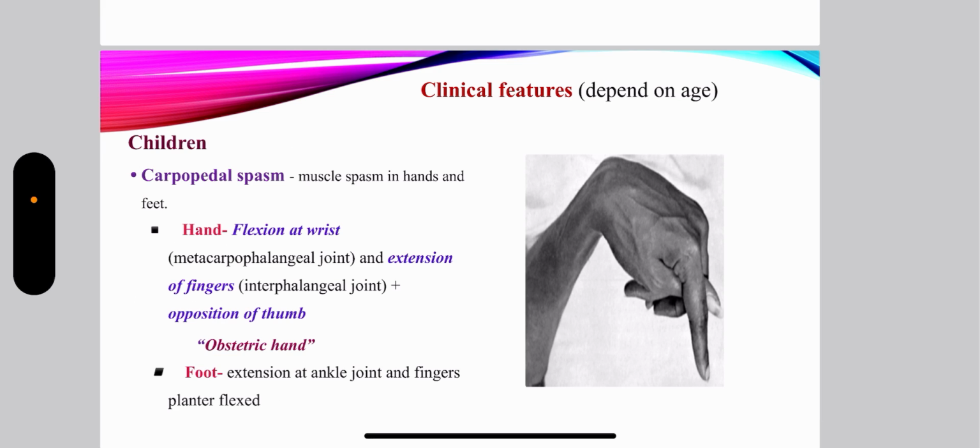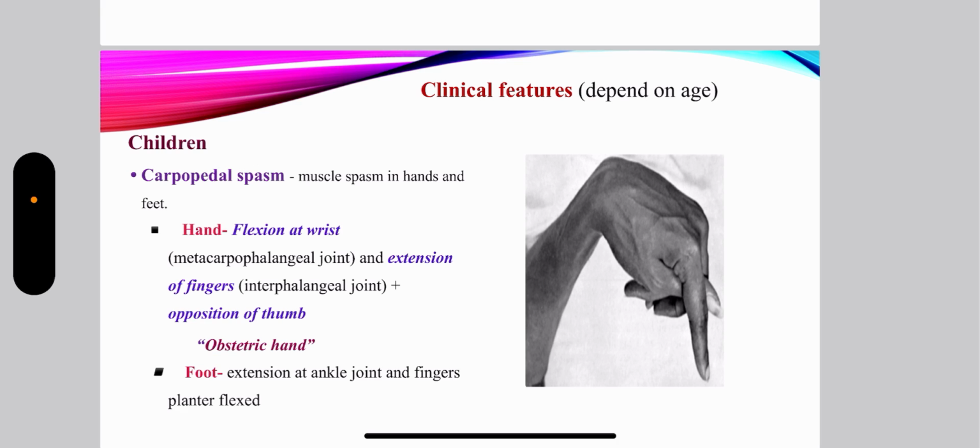Clinical features depend upon the age. In children, the features are different; in adults, the features are different. How are these different? In children, we will see carpopedal spasm, spasm in the muscles of the hands and feet. You can see a peculiar picture of carpopedal spasm here: spasmodic contraction of muscles of the hand and feet, specifically wrist and ankle.